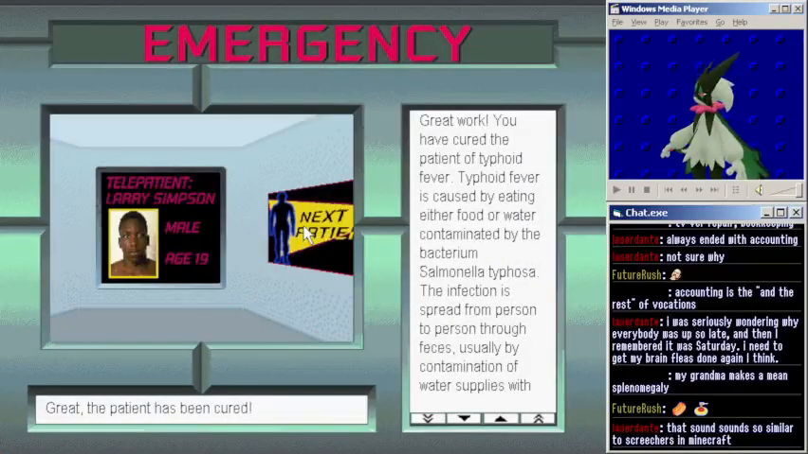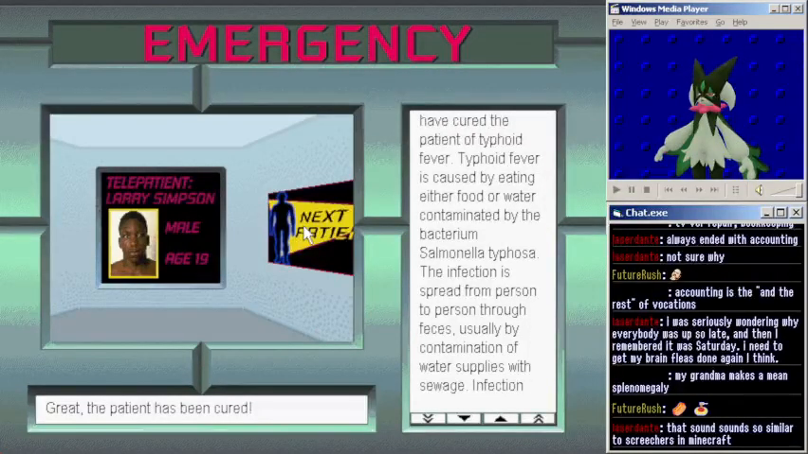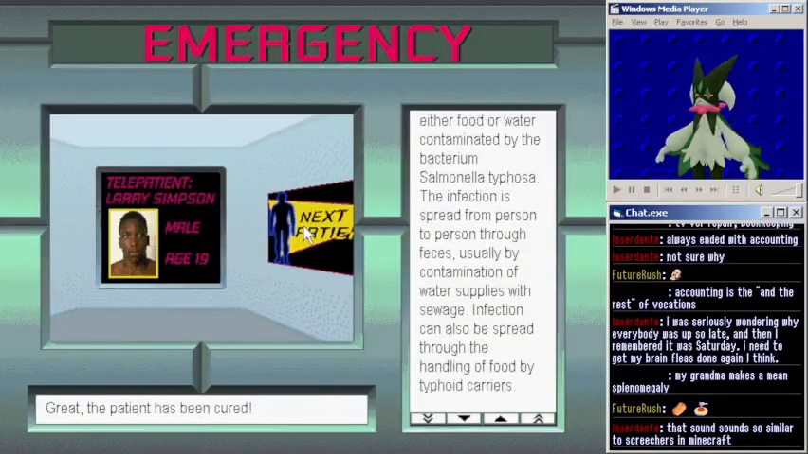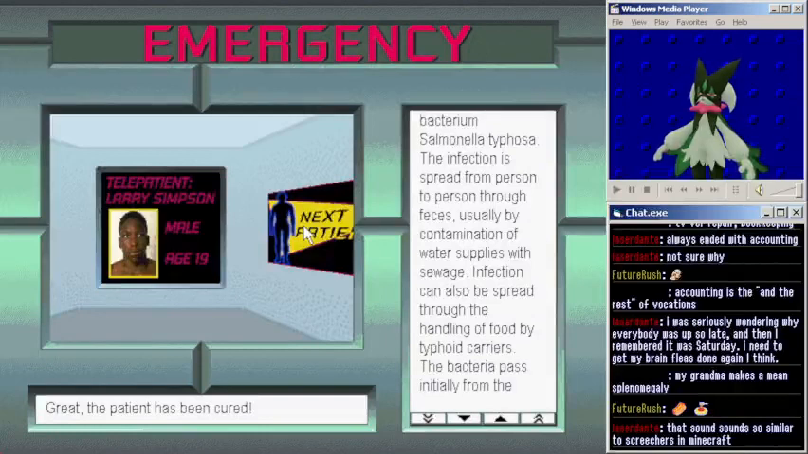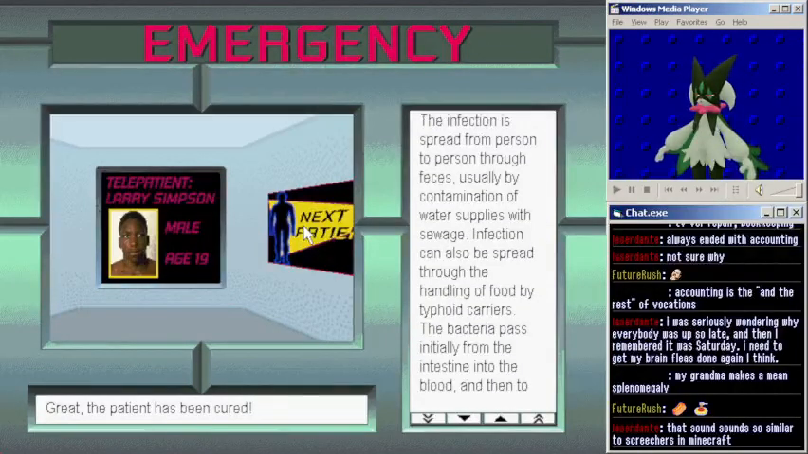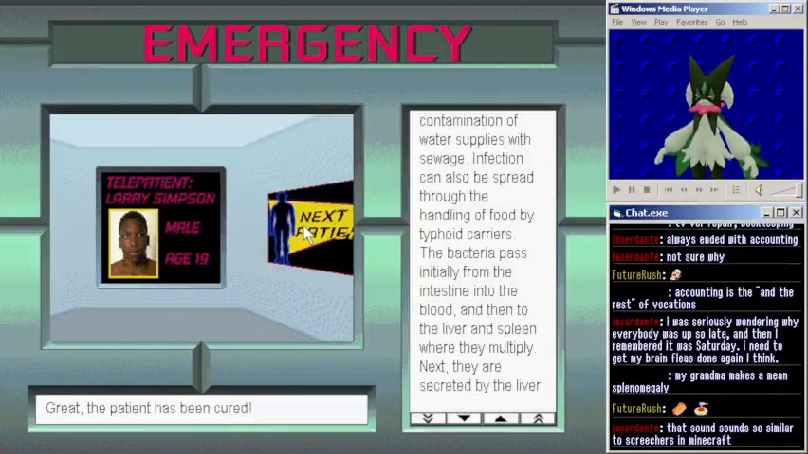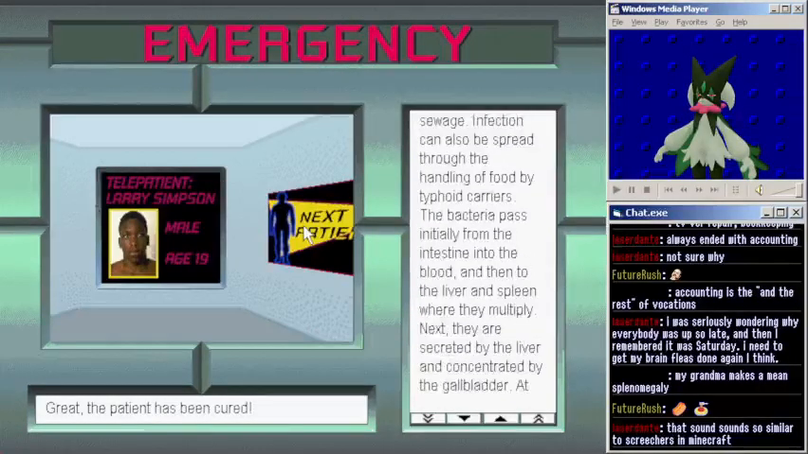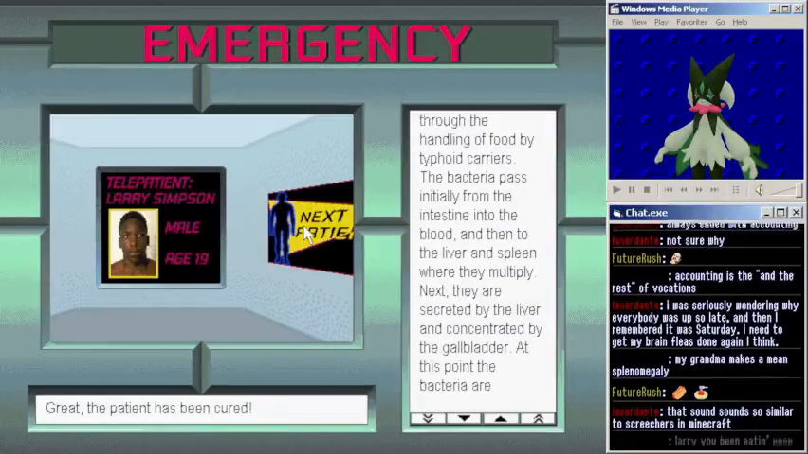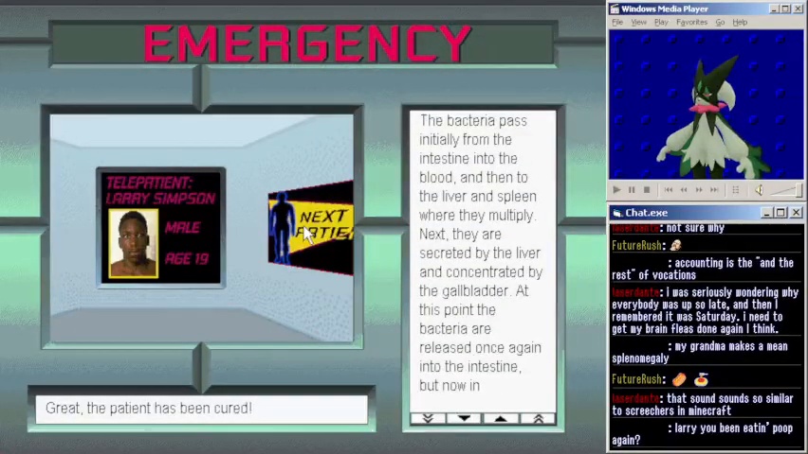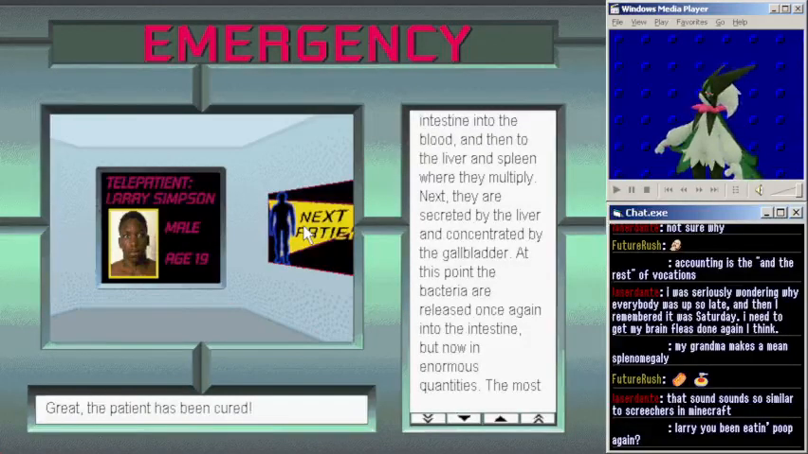The patient has typhoid fever. Typhoid fever is caused by eating either food or water contaminated by the bacterium Salmonella typhi. The infection is spread from person to person through feces, usually by contamination of water supplies with sewage. Infection can also be spread through the handling of food by typhoid carriers. The bacteria pass initially from the intestine into the blood, and then to the liver and spleen, where they multiply. Next, they are secreted by the liver and concentrated by the gallbladder.